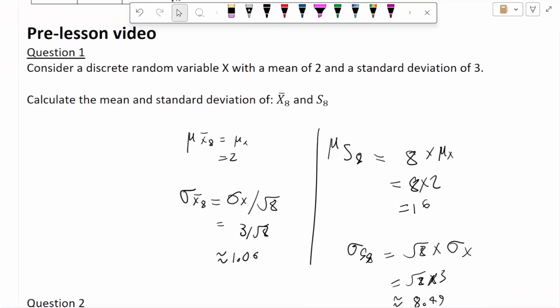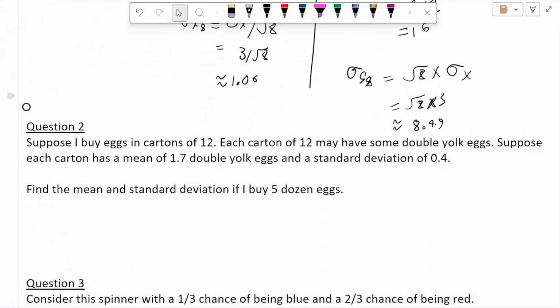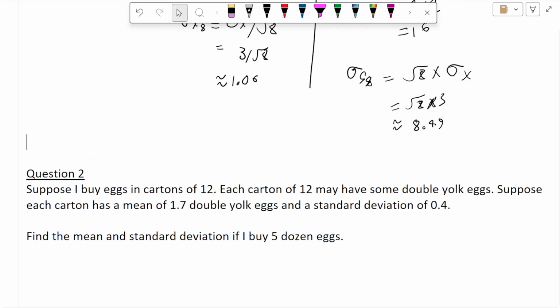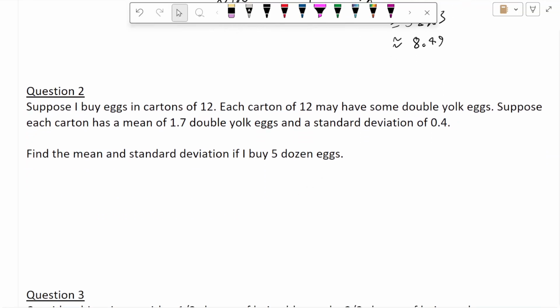Okay, that's good. Suppose I buy eggs in cartons of 12, and some of them have double yolks, and each carton on average has 1.7 double yolk eggs. So it might have a whole bunch with 2, some with 3, a couple with 1. I know double yolks aren't actually this common, but bear with me for this example. Find the mean and standard deviation if I buy 5 dozen eggs.